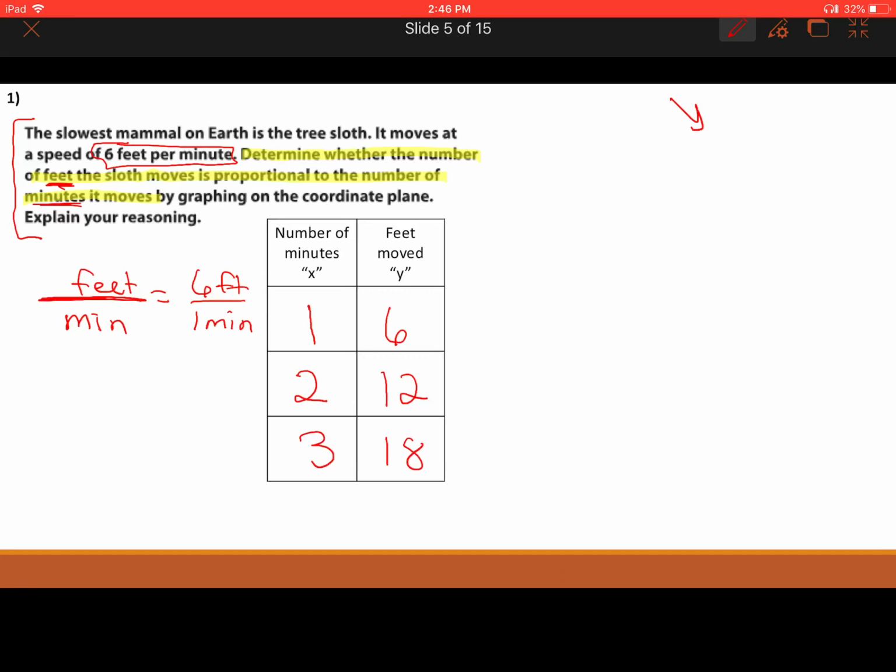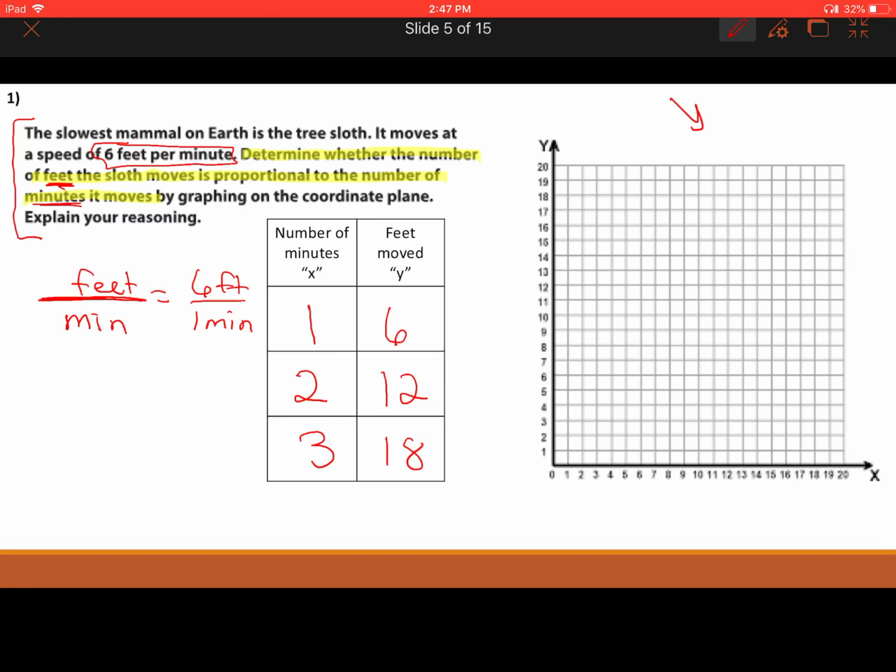Well, we want to know whether or not this relationship is proportional. Now, we could look to see if the unit rates were the same, right? If 6 divided by 1 is 6 feet per minute, if 12 divided by 2 would also be 6 feet a minute, and if 18 divided by 3 would be 6 feet per minute, but we're not going to do that. We're going to go ahead and put this information on our coordinate plane.